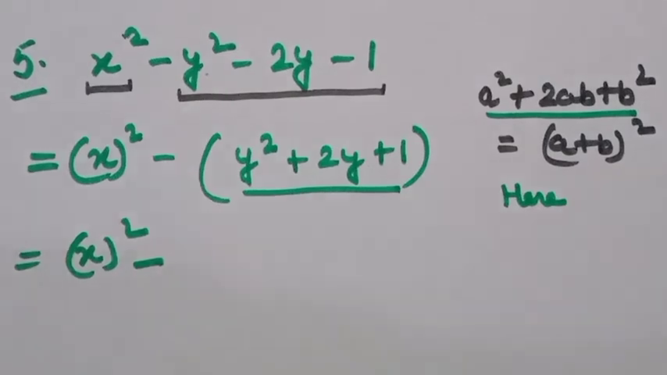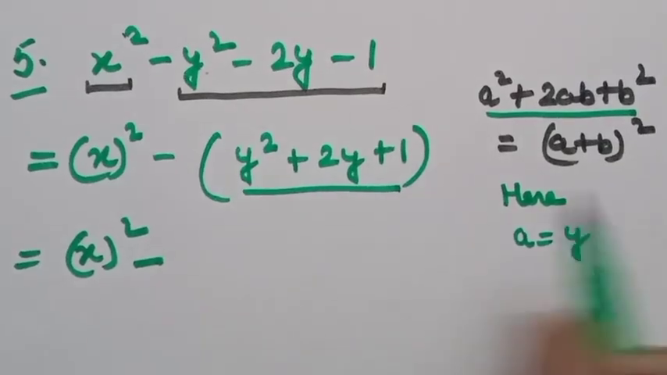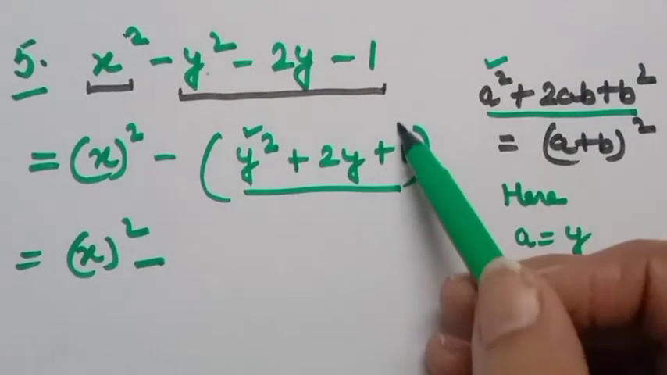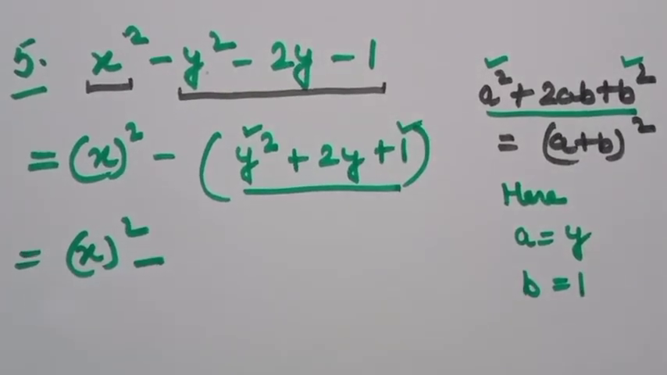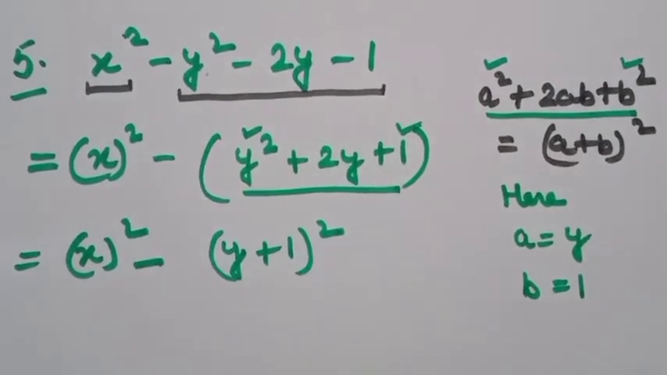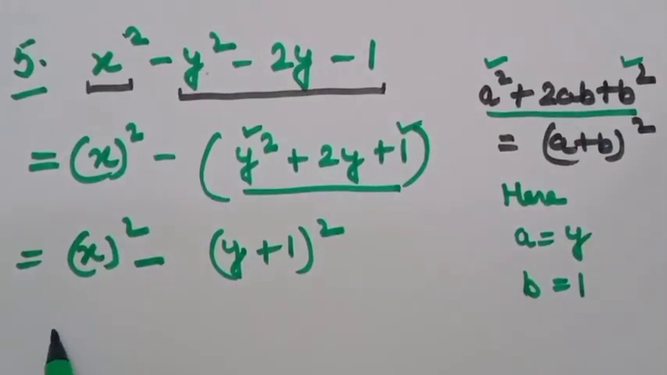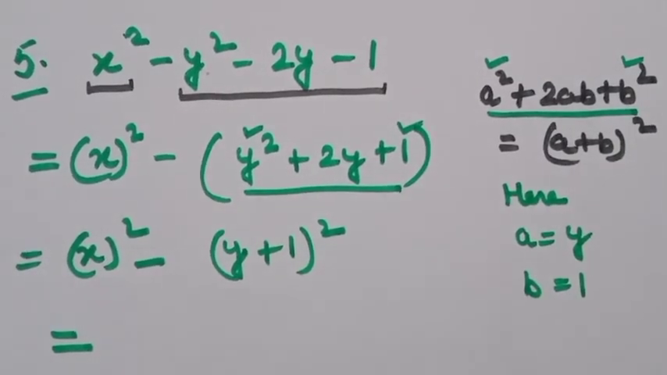Now we will compare the left hand side of the identity with this second bracket term. So we will find that a is equal to y, okay, and this b is equal to 1. So we only have to compare these two terms. The middle term 2ab will be equal to 2 into y into 1, that is equal to 2y. Now we will write the right hand side term of our identity, a plus b whole square. So with our comparison, we will write y plus 1 whole square. Okay, so y plus 1 we have written. So now this was our first identity.